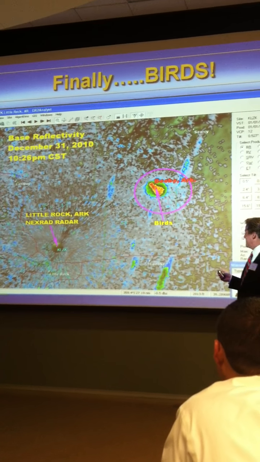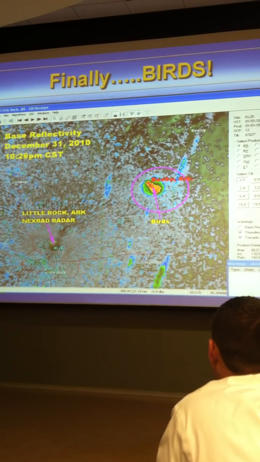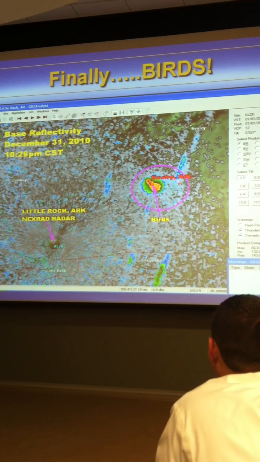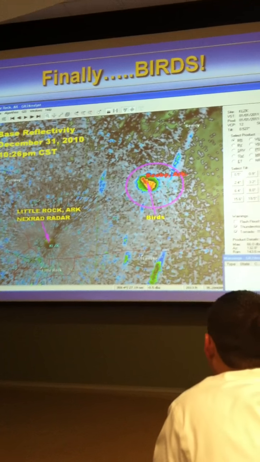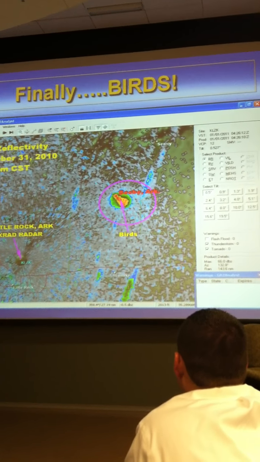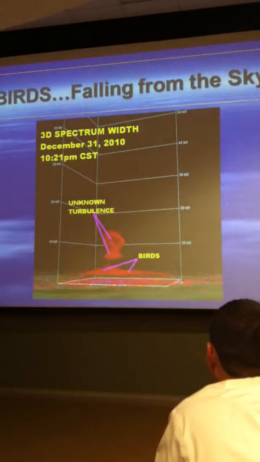Something spooked about 1.5 million birds that normally roost in this area of Arkansas every winter, and the radar captured the birds taking off. There it is. Those are the birds. 1.5 million, only 1.4 million made it.